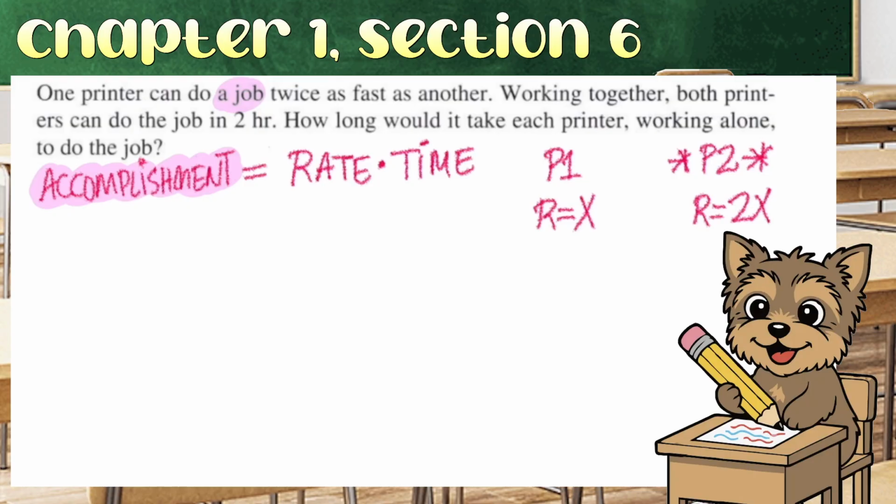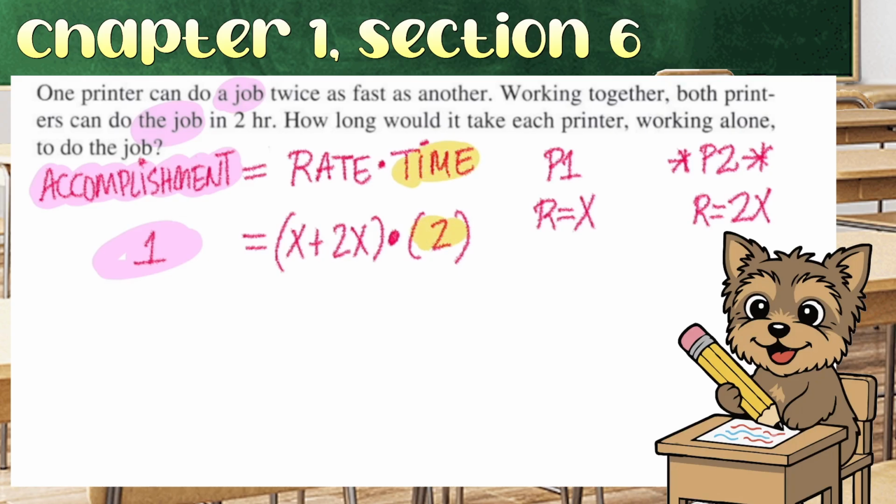Working together, so simultaneously, both printers can do the job in 2 hours. So when they work together, they could do the job. Again, the job is one job. So that accomplishment, 1, equals the rate, which is x plus 2x, both working together, and they can get the job done in 2 hours. So is everyone seeing that I'm not just making up an equation, like throwing paint at the canvas and hoping for the best?